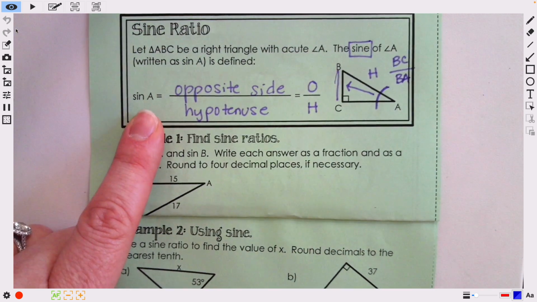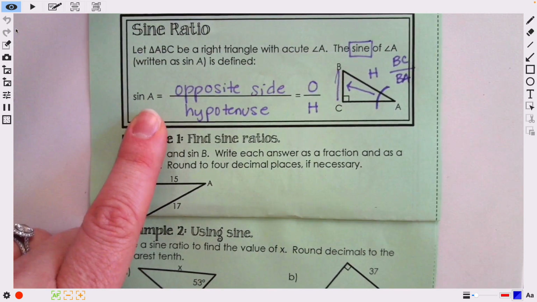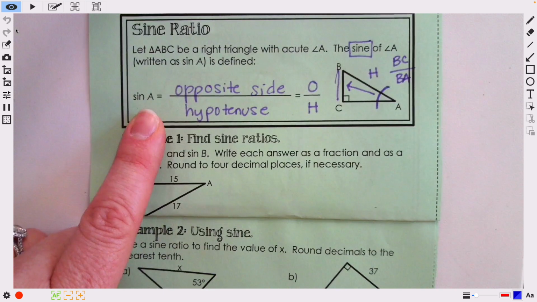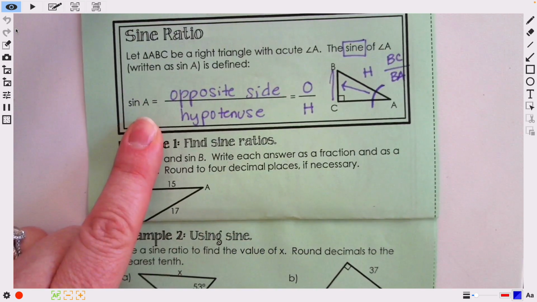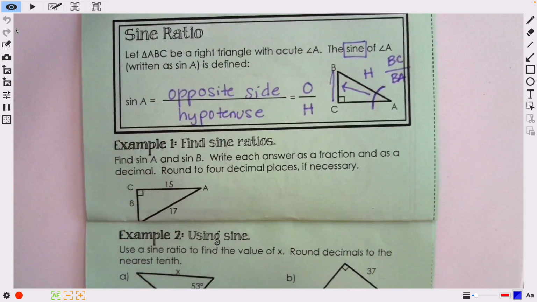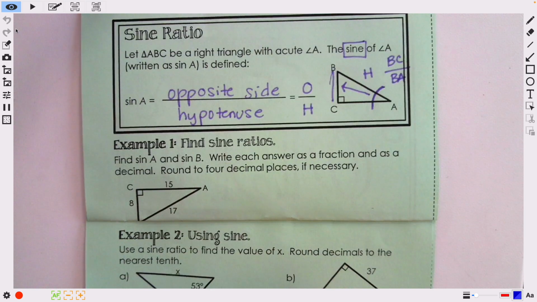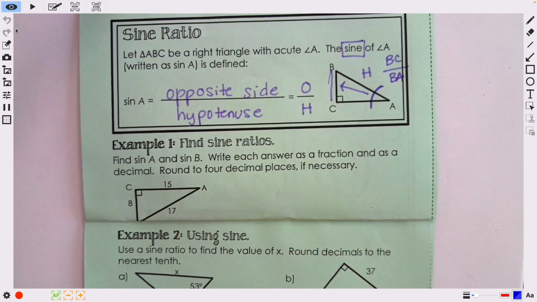But if I changed that point of view and I did the sine of B, then the opposite side would change. So the opposite side depends on which angle they're asking for, and they have to tell you which angle, okay? So before we are actually going to use trigonometry to solve for some missing side lengths, we are just going to practice finding that fraction.